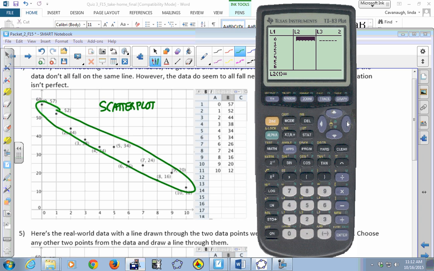Could someone read those to me so it'll be a little quicker? 57, 52, thank you. 26, 24, 16, 20, 12. Thank you. All right, so I've entered my data into those two columns.